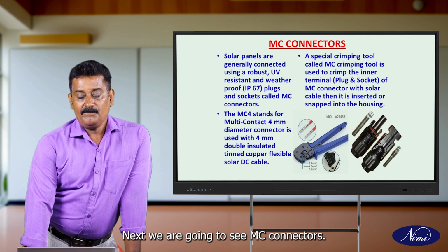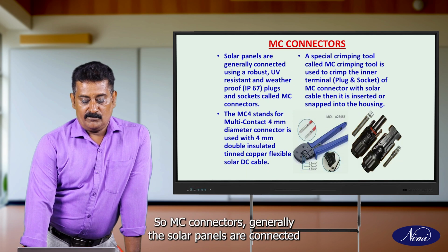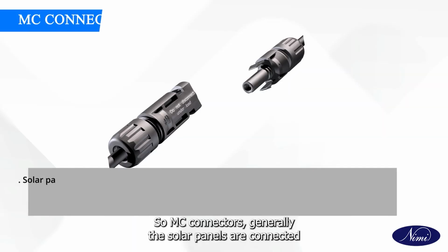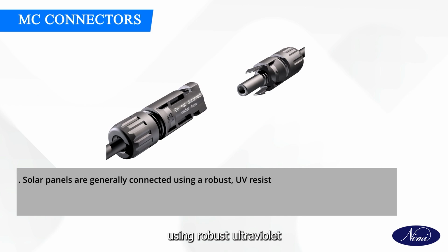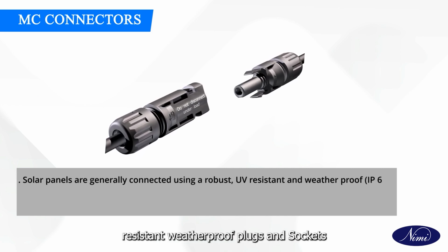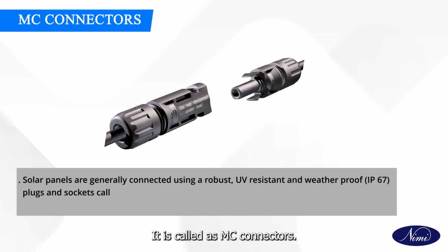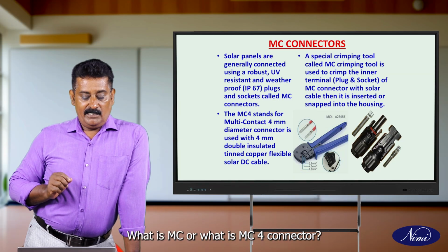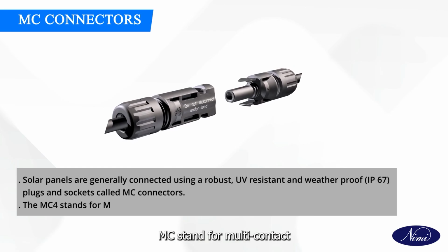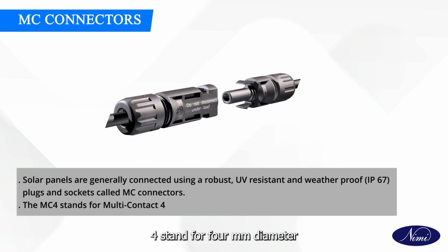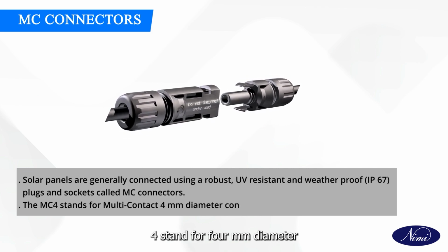Next we are going to see MC connectors. So, MC connectors, generally the solar panels are connected using robust ultraviolet resistant weatherproof plug and socket. It is called as MC connectors. What is MC or what is MC4 connector? MC stands for multi contact, 4 stands for 4 mm diameter connectors.